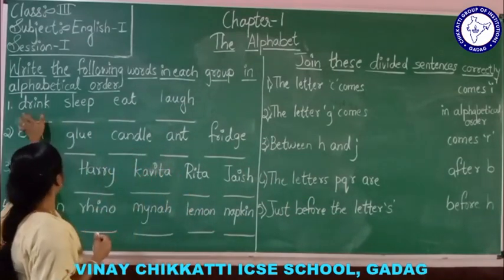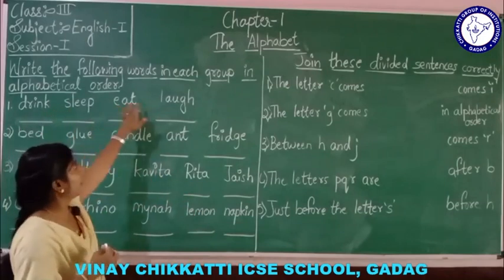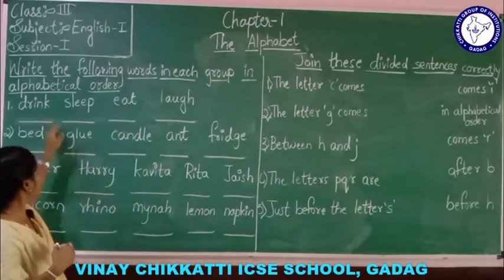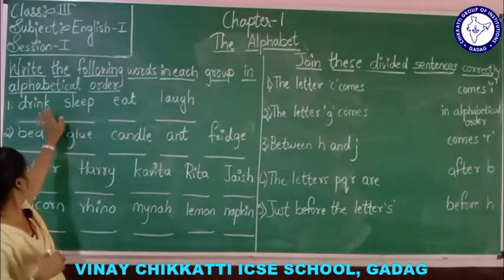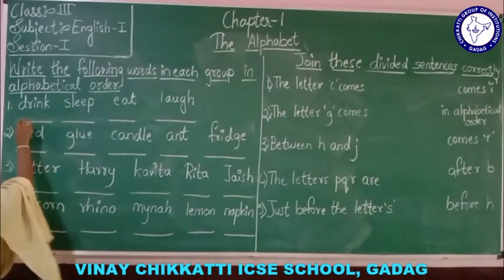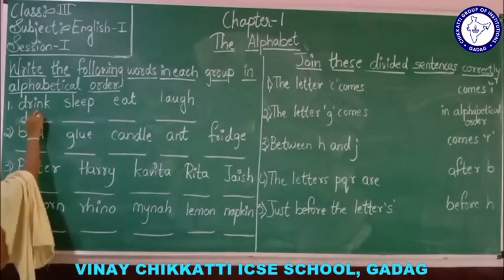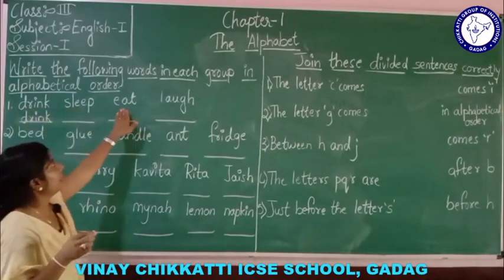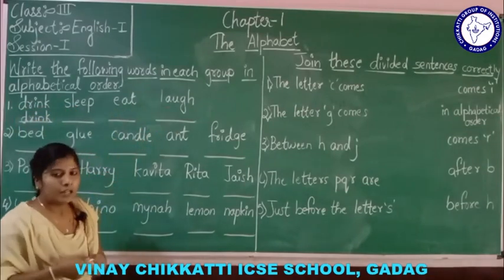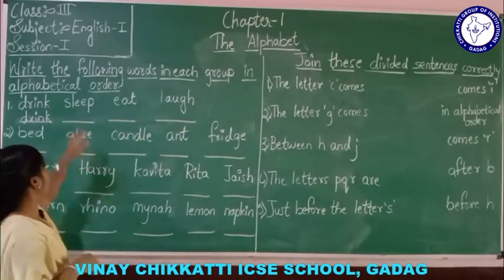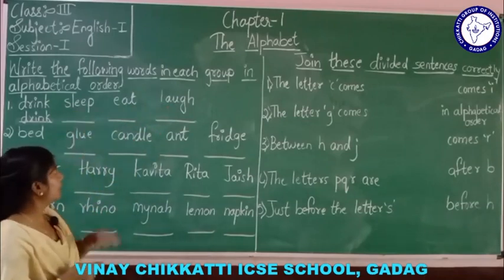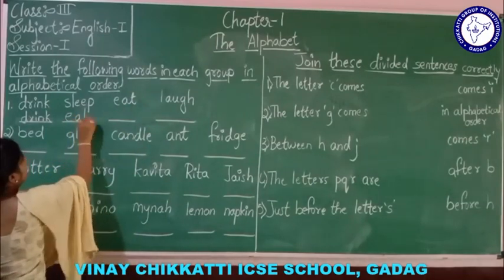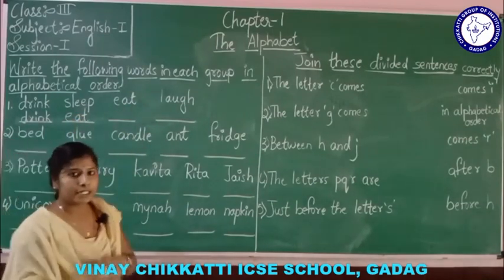See, D, S, E and L. Which comes first? Let me start. A, B, C, D. Here D is there. So we have to write drink. Now leave this. Then see sleep, eat and laugh. In that, we have to arrange in alphabetical order. A, B, C, D, E. Here E is there. So we have to write it in the second line.